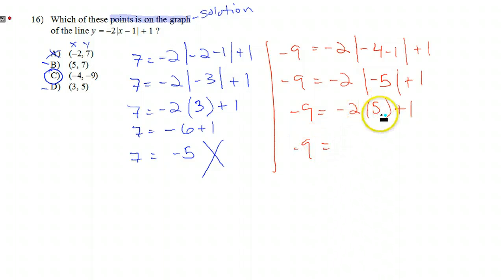And then I can see -2 times 5, that's -10. And when I combine those together, we subtract, since they're different signs, and keep the sign of the bigger number. And yep, that one is definitely our solution. So it's a point on the line.